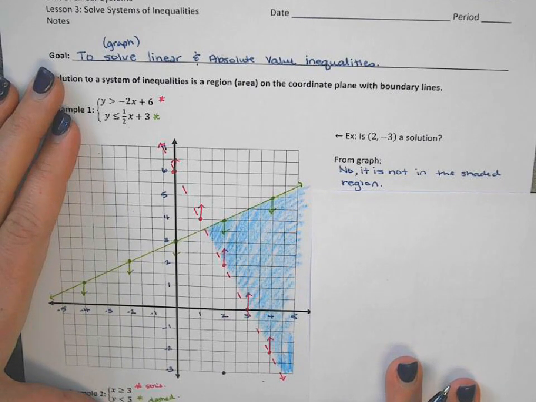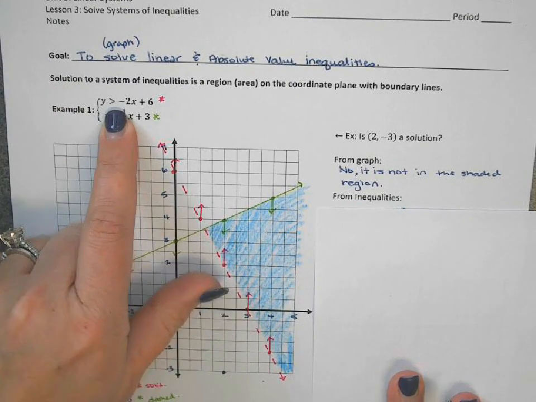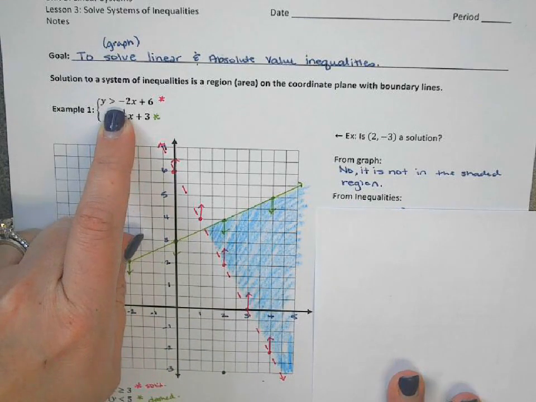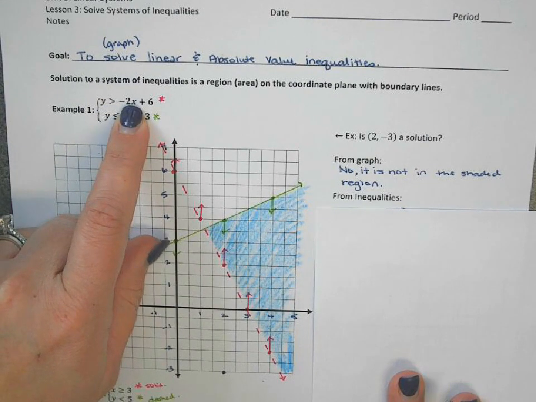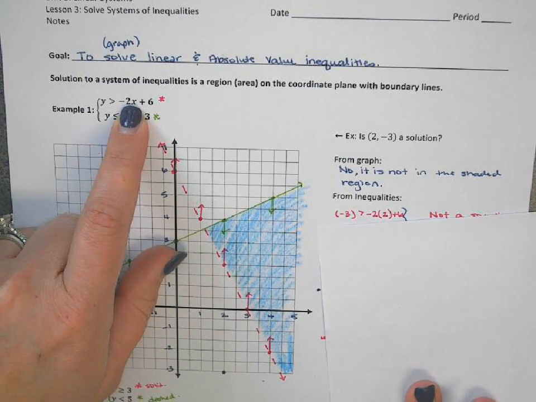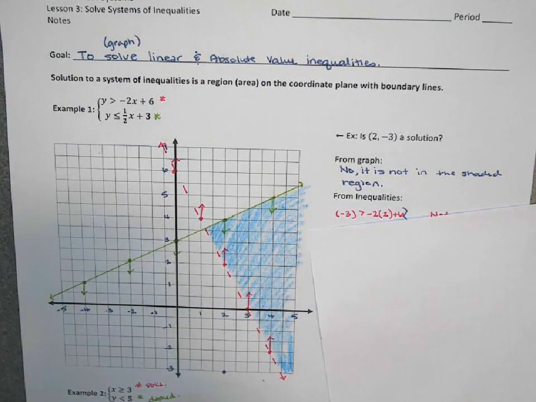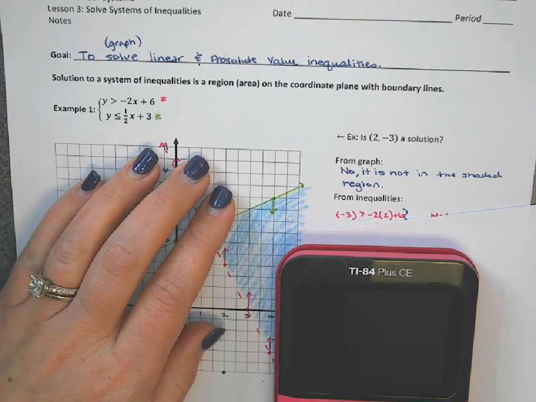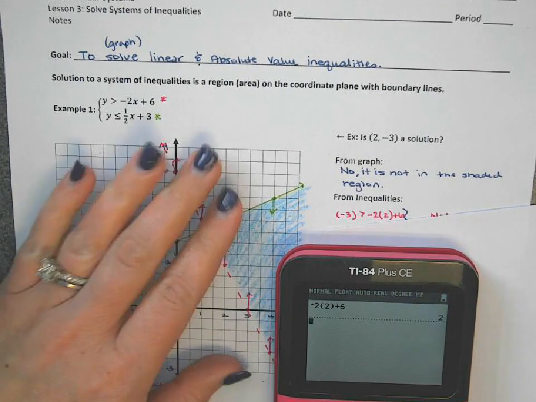When we go to test this based on the inequalities, you have to actually break it apart into two scenarios. Okay, so I'm going to take this first scenario and I'm going to plug in the point. I'm going to plug in y is -3 and x is 2. So when I do that, this is what I get. Now from here, the left side, all it says is -3, so that's -3. On the right side, I'm going to plug that into my calculator. -2 times 2 plus 6. The right side is going to turn into 2.